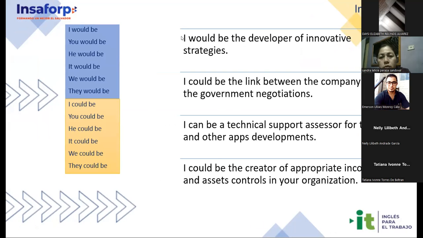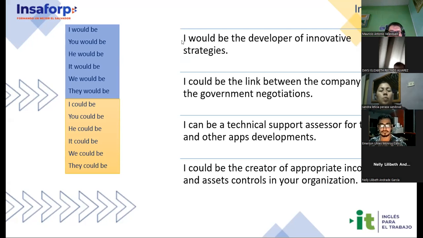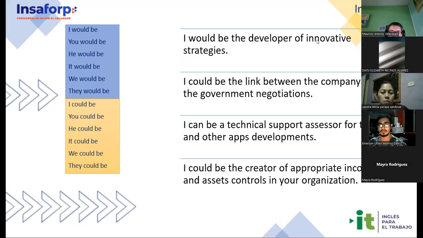Hi, teacher. Okay, please. I will be the developer of innovate strategies. Okay. Vamos a leerlo juntas para que tengamos una pronunciación más acertada, okay? Primero que would, no vamos a pronunciar la letra L, ¿verdad? Vamos a decir, I would be the developer of innovative strategies. Okay. Pero un tip que podemos tener todos es open your mouth.